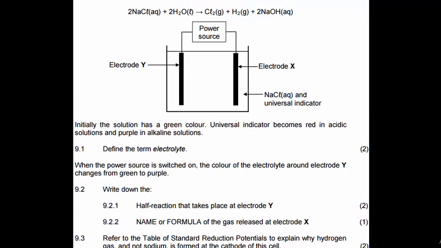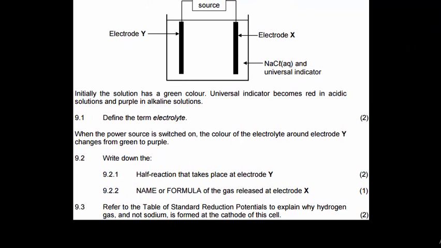Okay, let's see. Define the term electrolyte. So an electrolyte is literally a compound that ionizes, that means breaks up into ions in a solution, in an aqueous solution maybe. Okay, that's the term electrolyte.